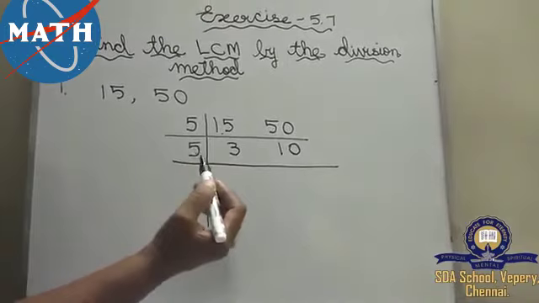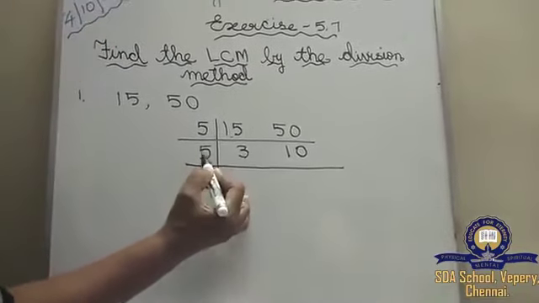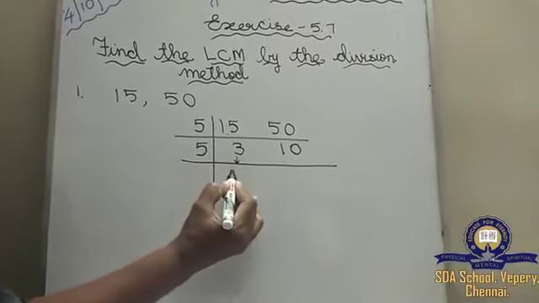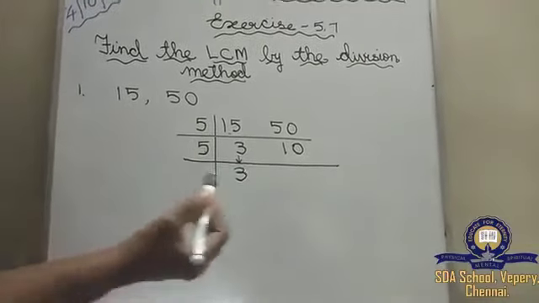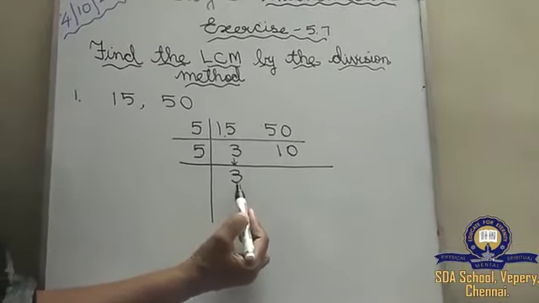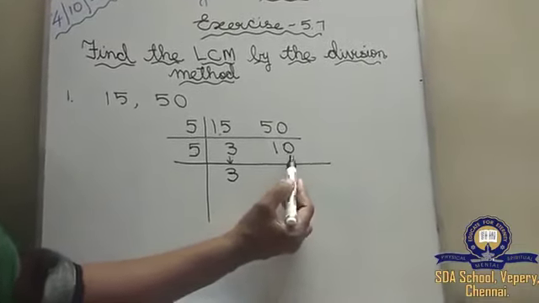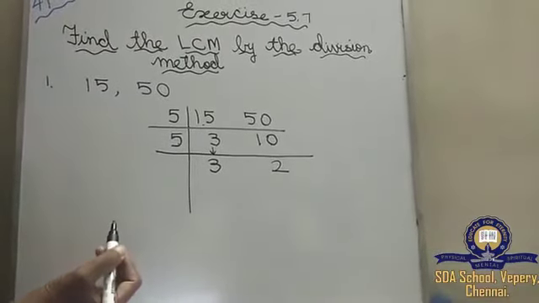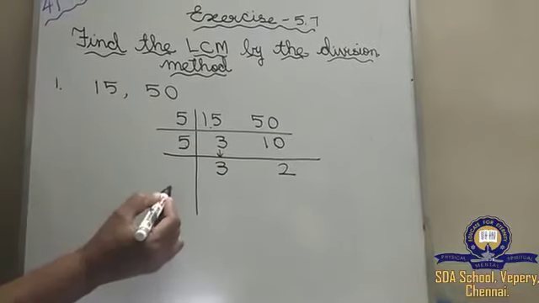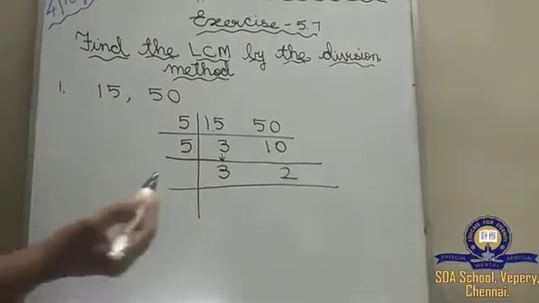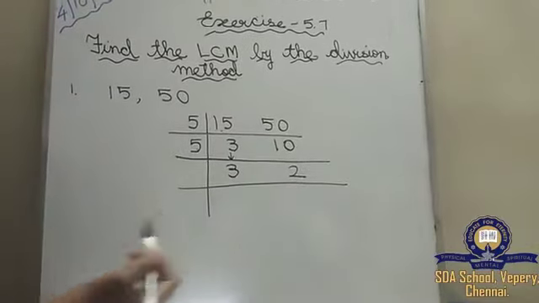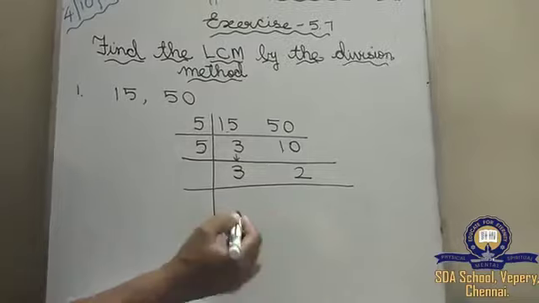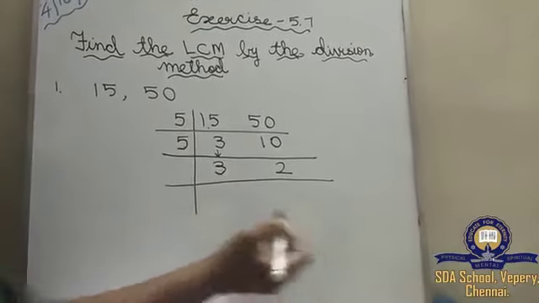No. So what you have to do, if this number doesn't go in the 5 table, you have to bring down this 3 as it is. And now 10 can be multiplied with the 5 table. 5 2s are 10. Understood, children? Now these two are prime numbers only. We can leave as it is, but we have to bring 1 as the remainder. You have to divide till 1.